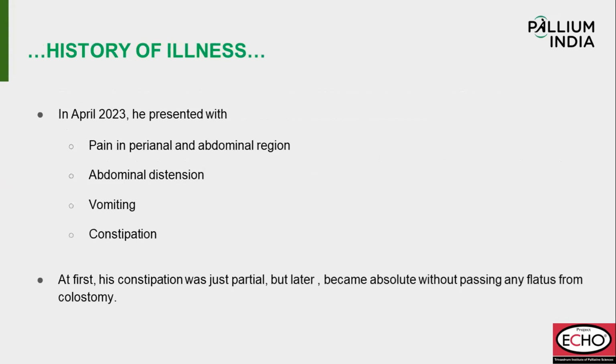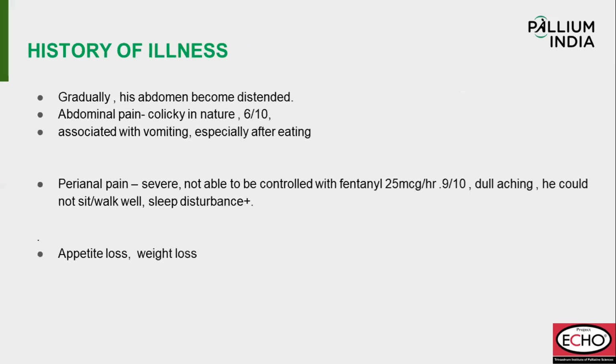In April 2023, he presented with pain in the perianal region, pain in the abdomen, abdominal distension, vomiting, and constipation. Regarding the constipation, at first it was just partial, but later it became absolute, without any flatus from the colostomy. Next slide, please. And as a result, his abdomen became distended gradually.